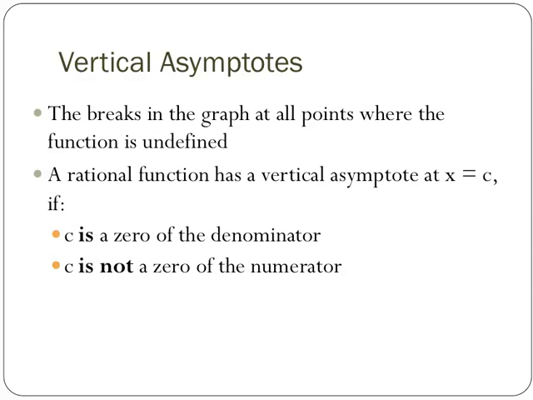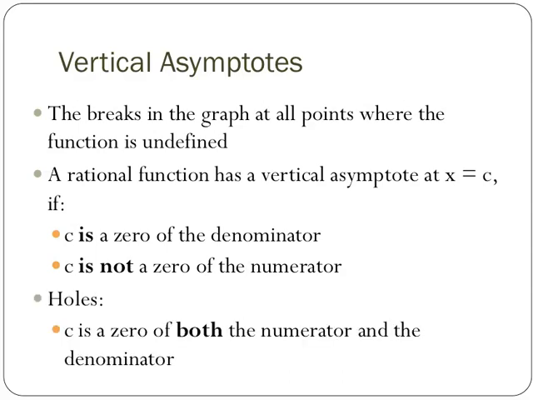So any value that makes the denominator equal to 0, but not the numerator equal to 0, that's going to be a vertical asymptote. On the other hand, if there is a value that is a 0 of both the numerator and the denominator, we call that a hole. And those are the two types of breaks that you can have in a rational function. So in both cases, you'll notice that the denominator is equal to 0. But in one case, the numerator is not 0. In the other case, the numerator is also 0. So either you have a vertical asymptote or a hole.